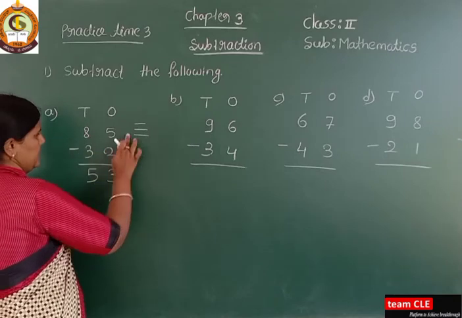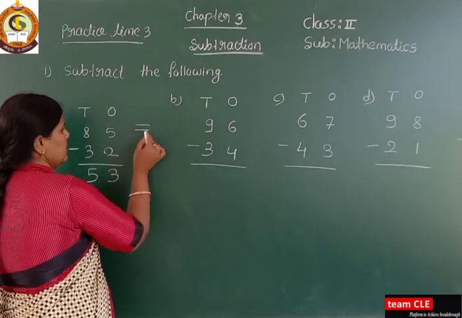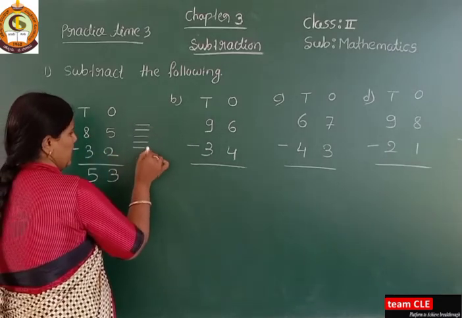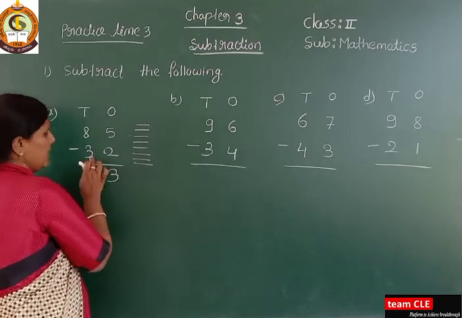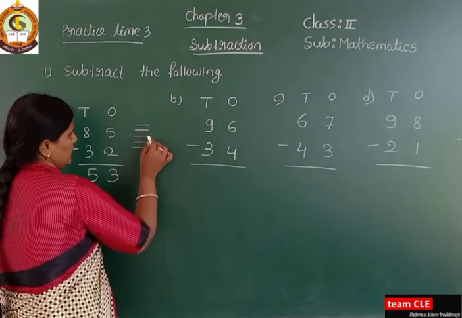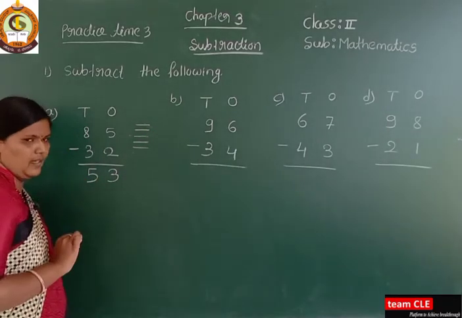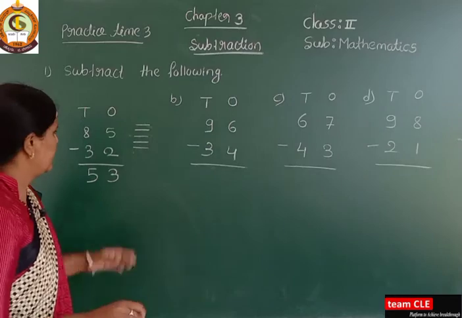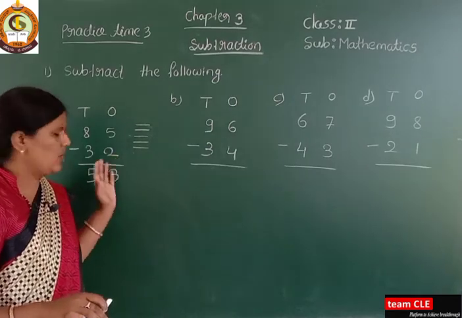Next, 8 minus 3 means you have to draw 8 lines. 1, 2, 3, 4, 5, 6, 7, 8. Minus 3 means cancel 3 lines. Now how much remains? 1, 2, 3, 4, 5. So write 5 here. You have to draw lines and subtract if you do not understand like this.